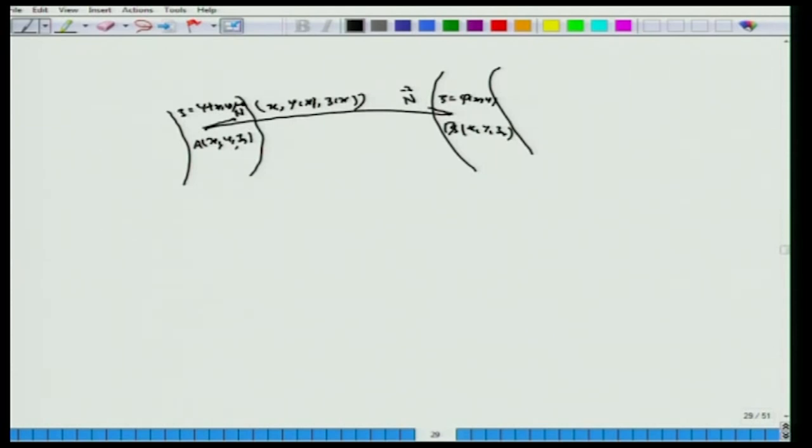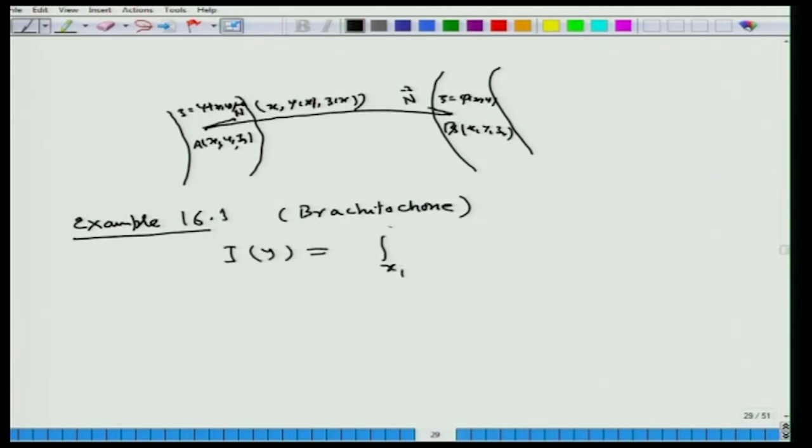Now, let us take the case, this example, we will call it 16.1. Here the Brachistochrone functional, that is I(y) equal to integral from x1 to x2 of square root of 1 plus y prime square over root y dx. And here we take x1 equal to 0 and y at x1, which is y at 0, equal to 0, and this point x2 here.